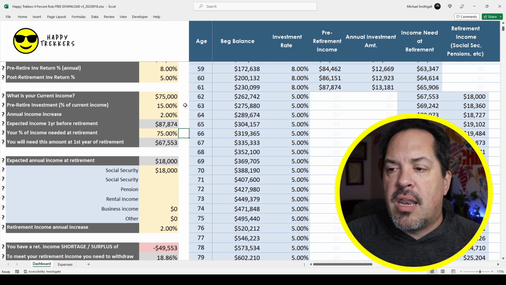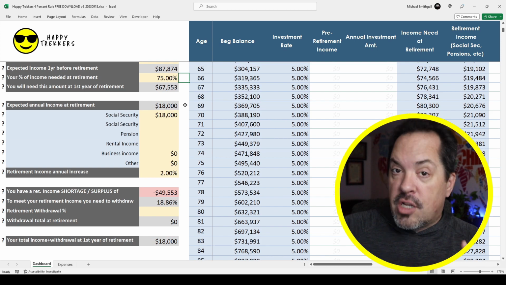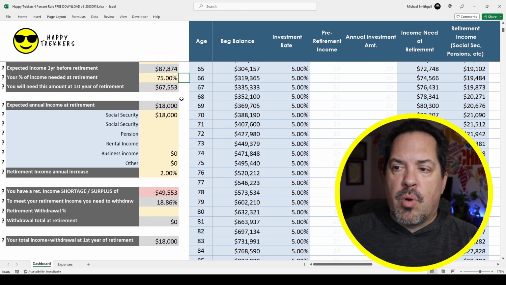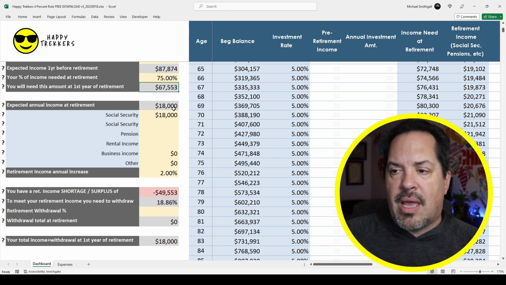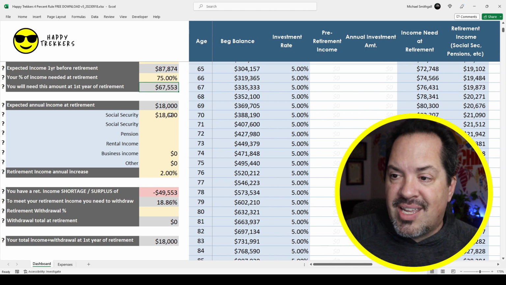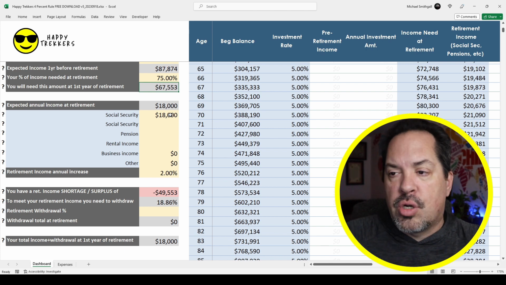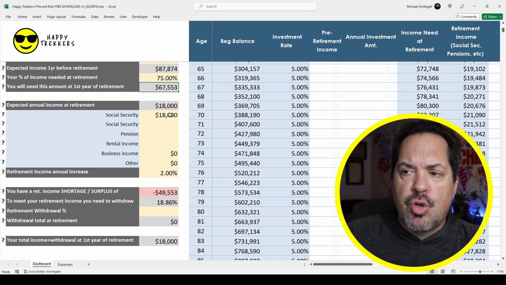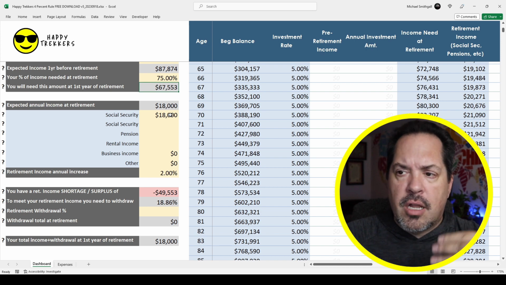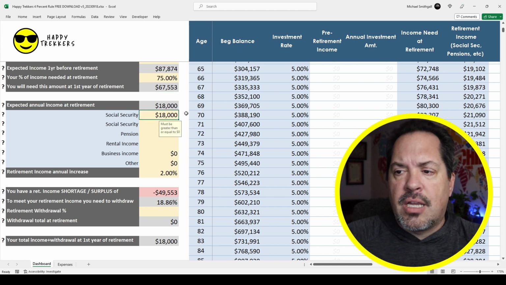So we're going to use that, and we'll see what it does here in a minute. Now, remember, in this case, I had 87,000. I need 75%, which is 67,000. But my first year, I'm also going to get 18 grand in Social Security. You can look that up. I'll put that link in the description if I remember to do it. You can look to see what your estimated Social Security income will be. But I'm going to say 18 grand for this case.